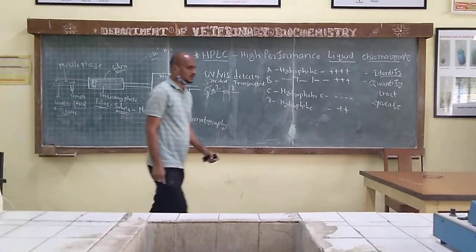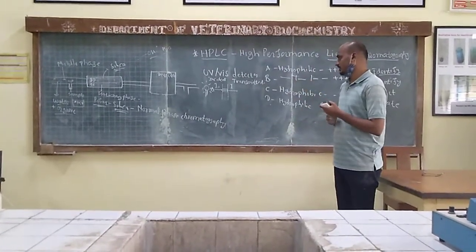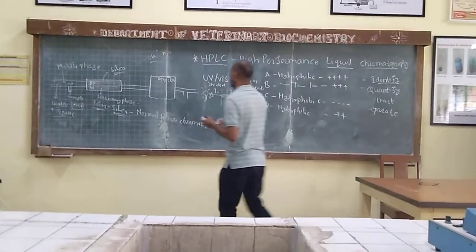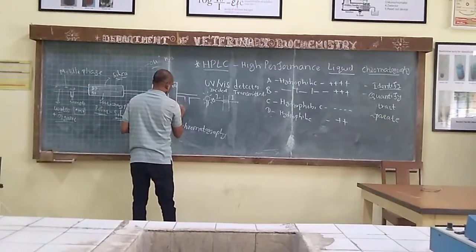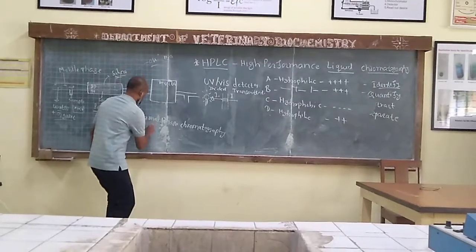We are passing it through the column, and the column is a hydrophilic column, right? Column is hydrophilic. So you tell me now, we are collecting the fraction. It is passing through the column, for example, for 10 minutes.